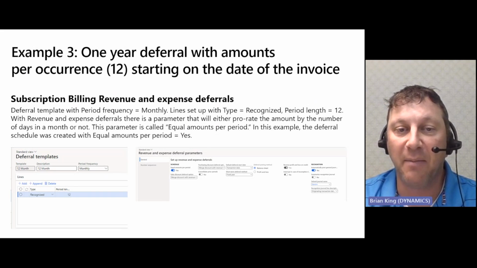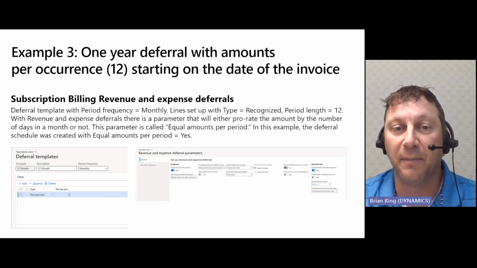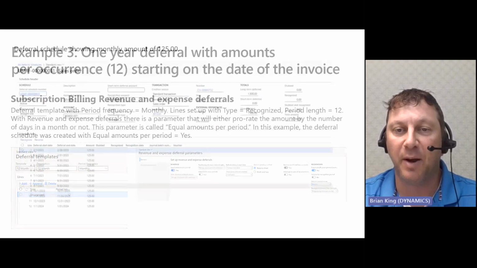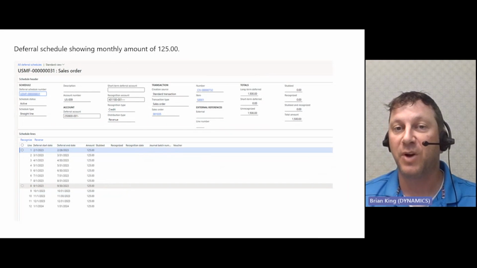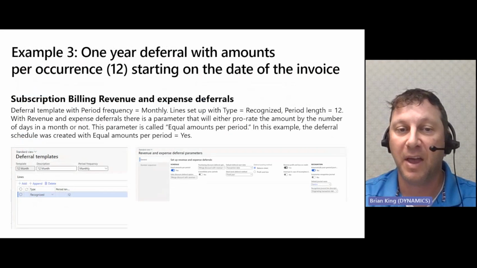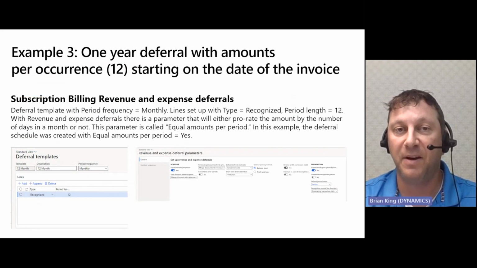And that's based on that parameter that Milda had talked about as well, so equal amounts per period. Now, one thing I'll talk about with that parameter too here real quick is that it's a parameter. As you set up your deferral on each transaction, you can have a mix of equal amounts per period on and off on a transaction.